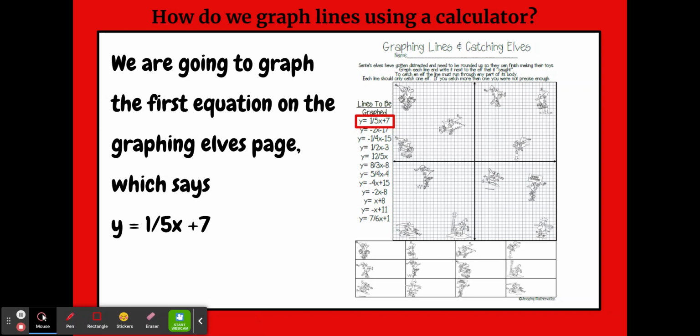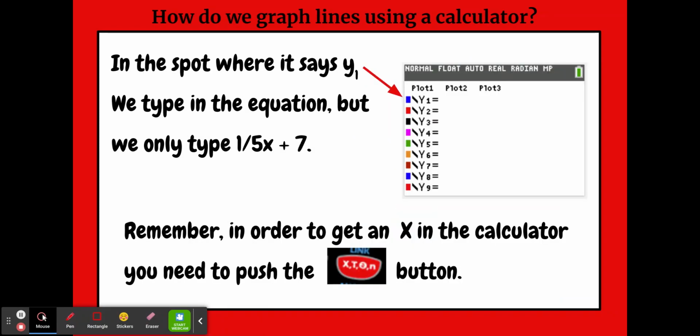Then we're going to graph that first equation on the page. It's y equals 1 over 5x plus 7. So we're going to take that equation and type it into the area where it says y1. But remember, you're only going to type in 1/5 x plus 7. You're not plugging in y, just the stuff to the right of the y. And in order to get the x in your calculator, you need to click the X,T,theta,n button on your calculator. It's not in red. It just happened to be red when I took a picture.